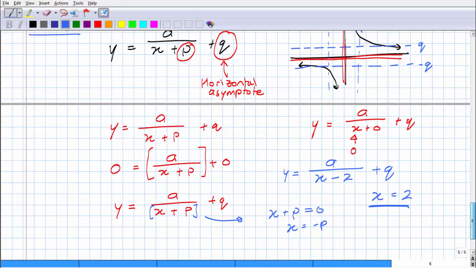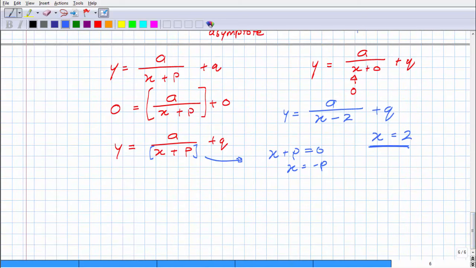Another very important thing that we must mention is the lines or axes of symmetry.